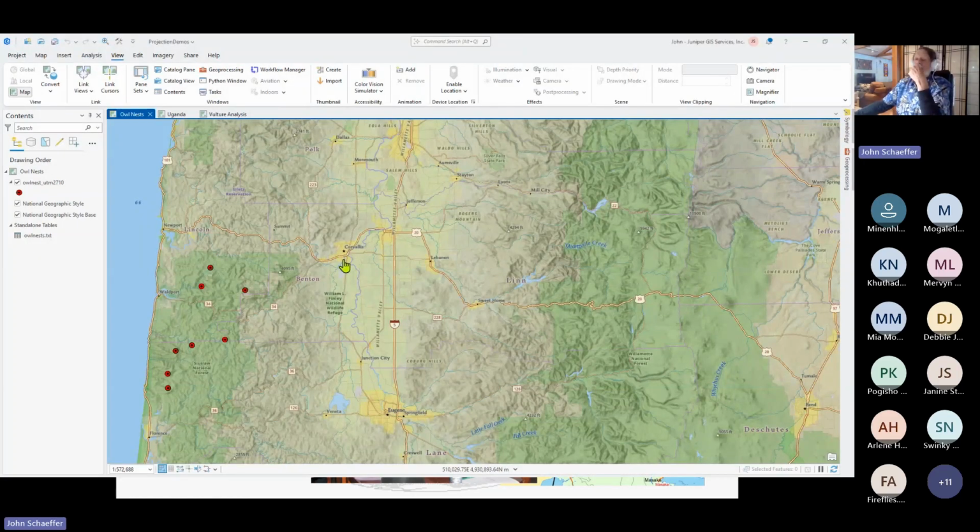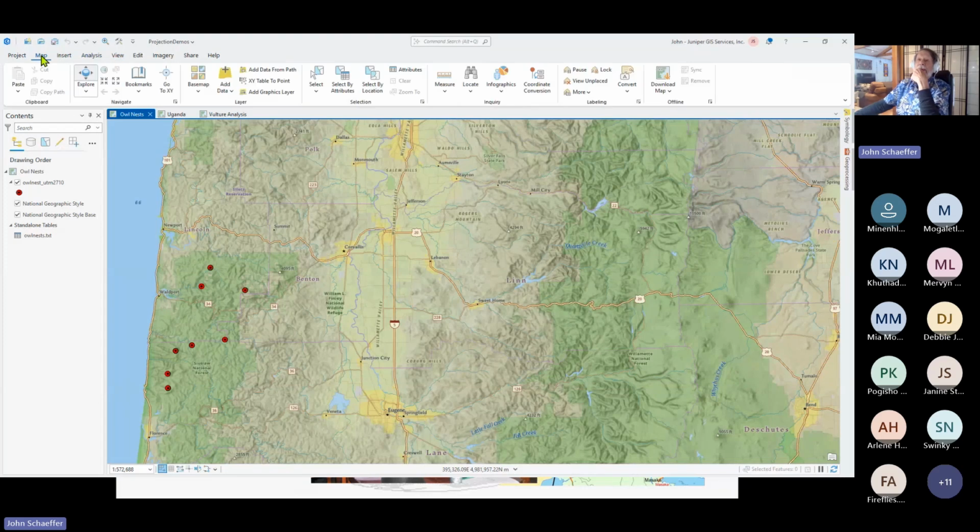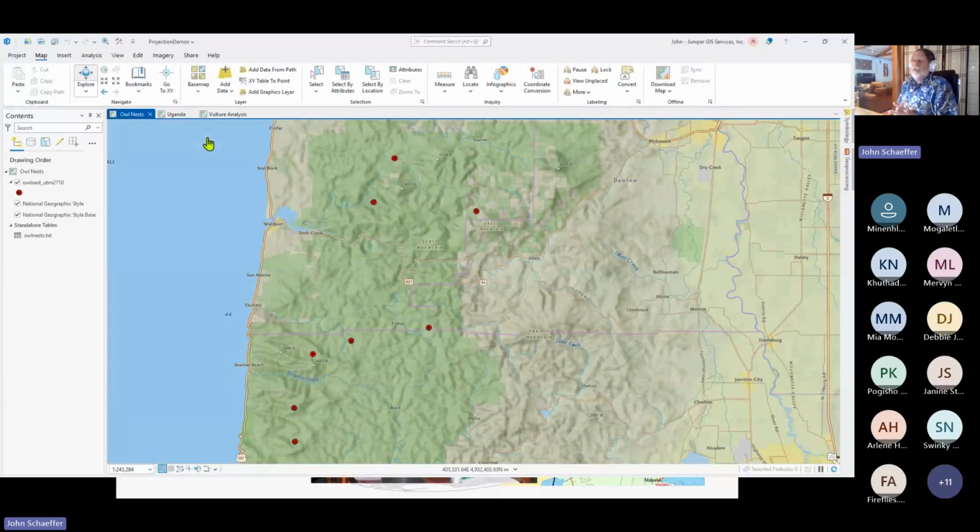Okay. So this is our first one. I'm going to work with the owl nests. So I live over here in Bend, which is hidden by a panel showing who's here. And we're working over here on the Oregon coast. And let me go to map and bookmarks and go to owls. So here's the scenario.